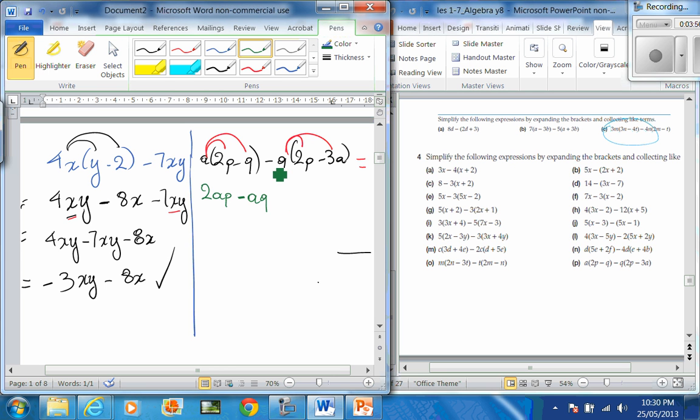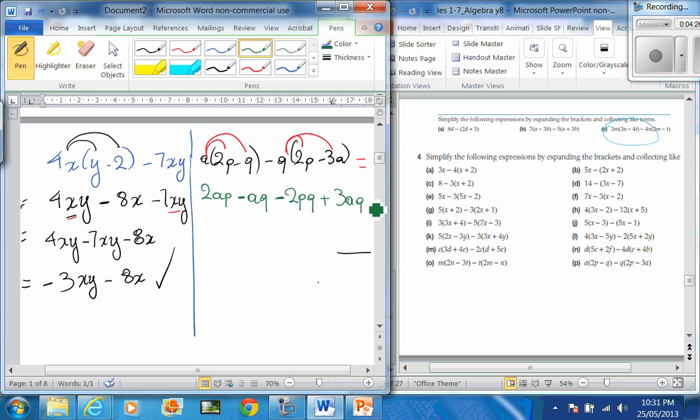Minus, I keep this sign. When I have two different signs, I keep negative. When I have two the same, I have always plus. So minus 2PQ, and I have minus times minus plus. First the number 3, and this in alphabetical order. This and this in alphabetical order. AQ.